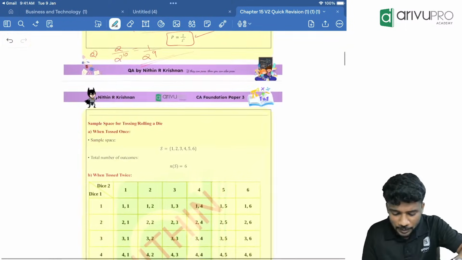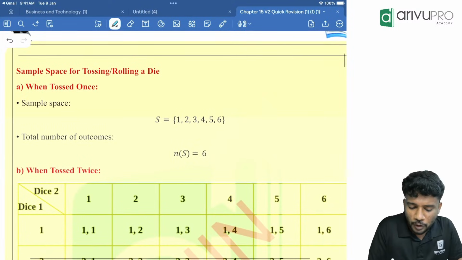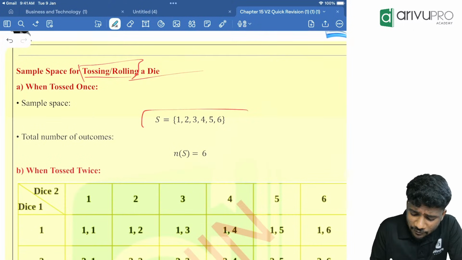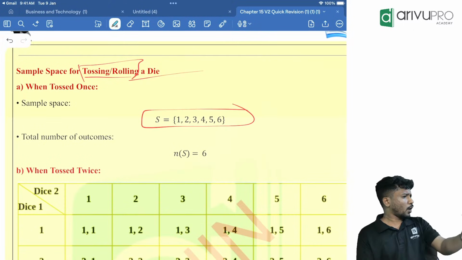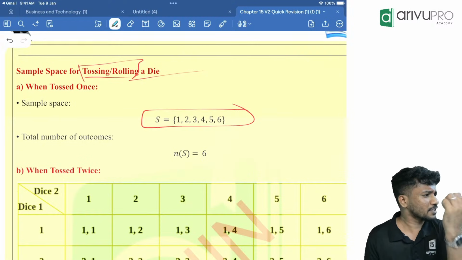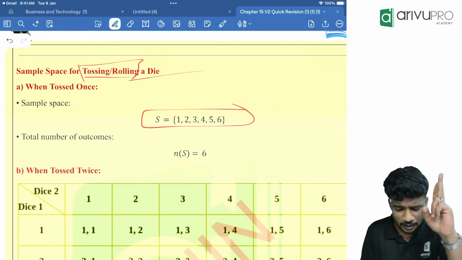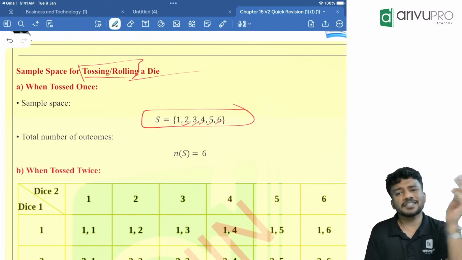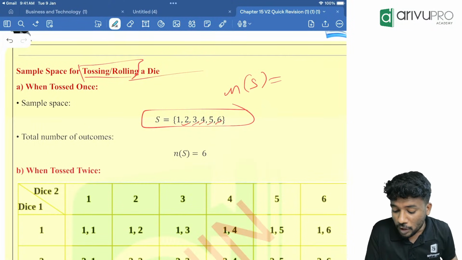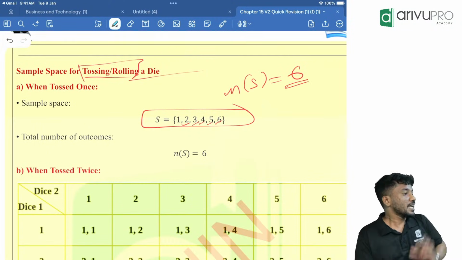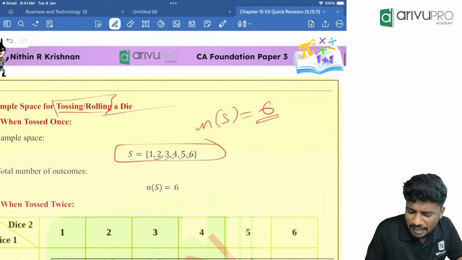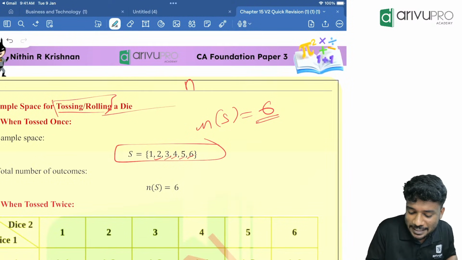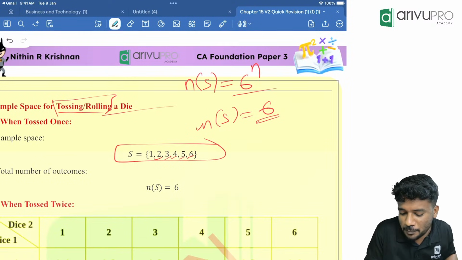Okay. Now coming to the most important part, tossing a die or rolling a die. If I roll a die one time, what are the possibilities? One is I'll get 1. That means the number I'll get from rolling a die will be 1. Then another possibility is 2. Then 3, 4, 5, 6. Likewise, n of S is equal to 6 possibilities. Now, in general, if I toss a die n times, n of S is equal to 6 power n.